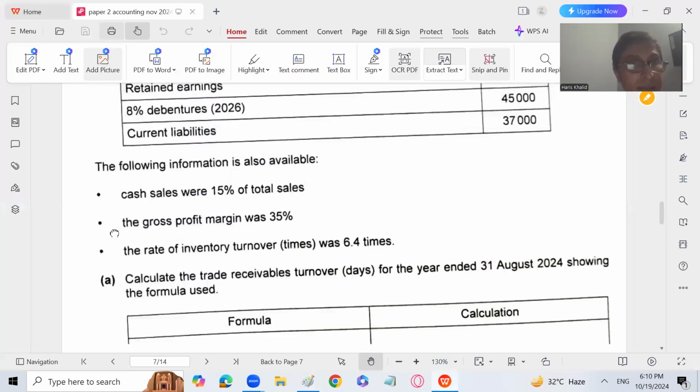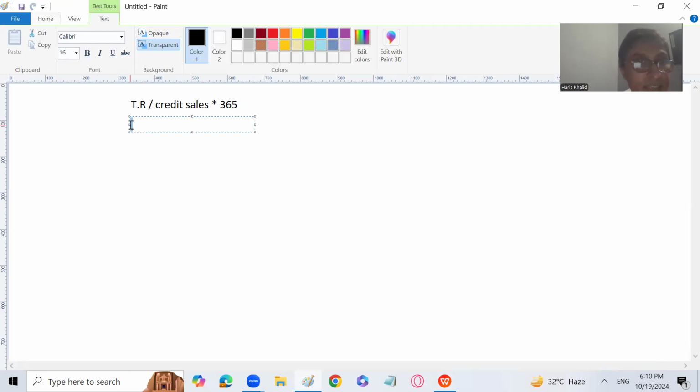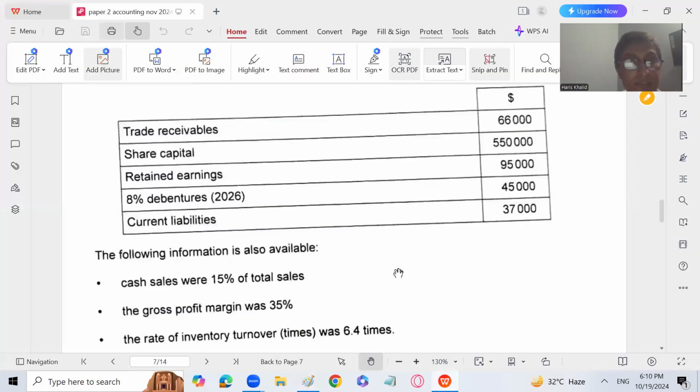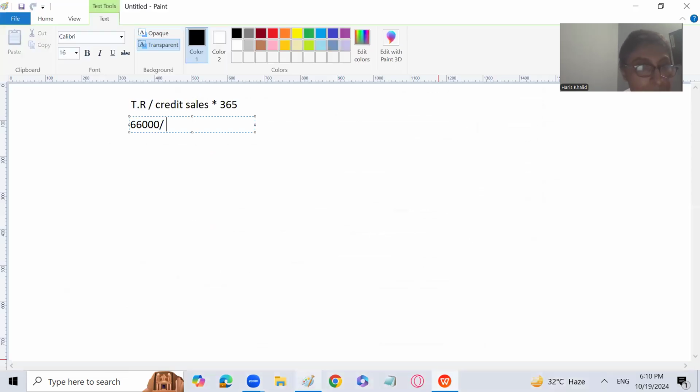So trade receivables are 66,000, and for the credit sales, as discussed earlier, 7,20,000 is the total sales, 15% is the cash sales, and the remaining is the credit sales. So 7,20,000 into 85% gives 6,12,000 as credit sales, or you can calculate 15% and subtract it from 7,20,000 to get credit sales.